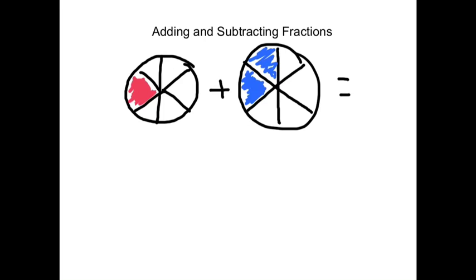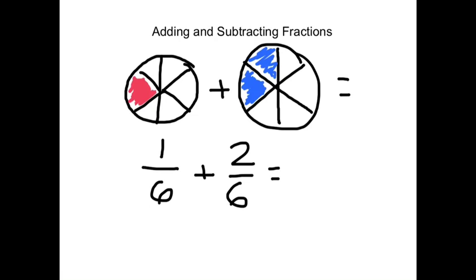Alright, adding and subtracting fractions. Let's start off with an easy one. So, what we have here is 1 out of 6 plus 2 out of 6. This one's easy. We put these together and we're going to see that we got 3 parts out of 6.